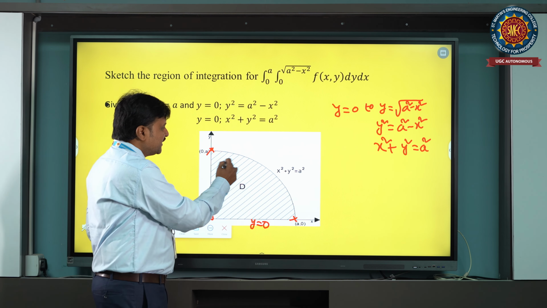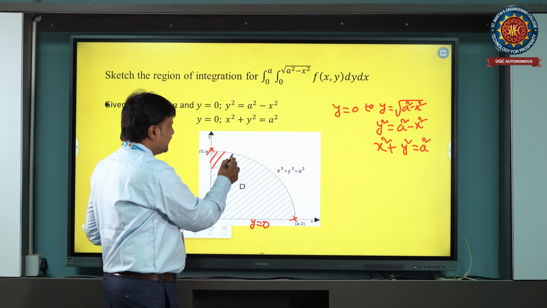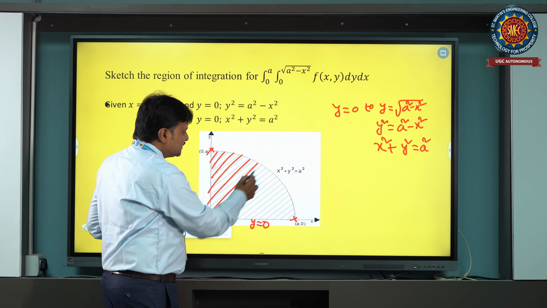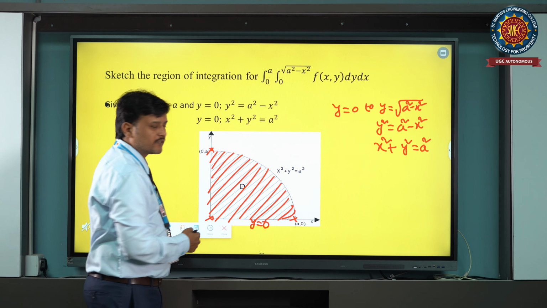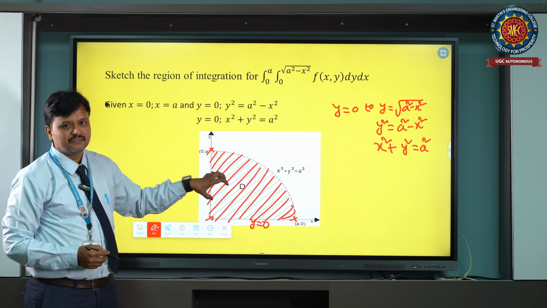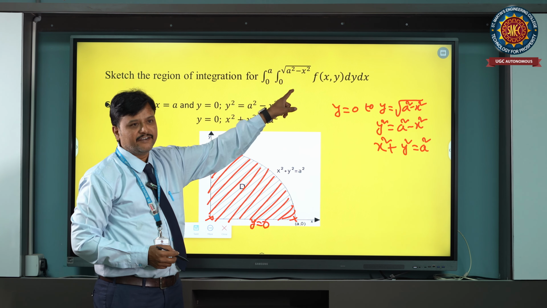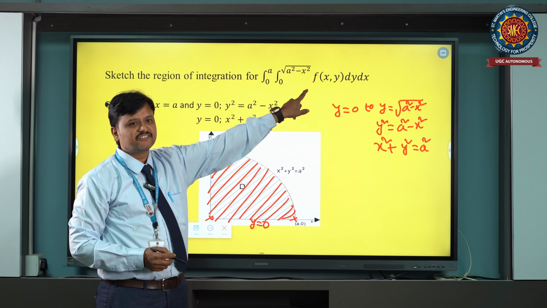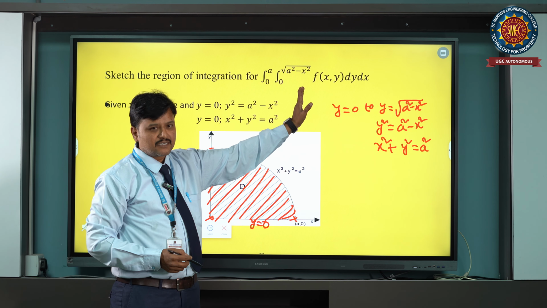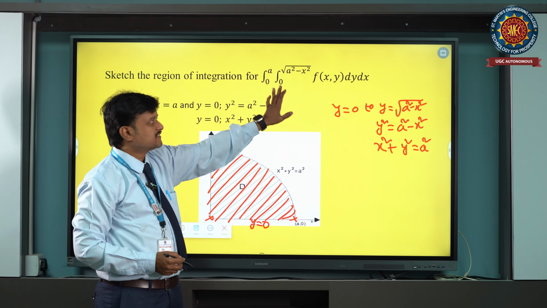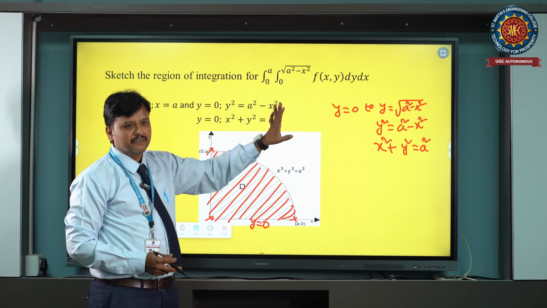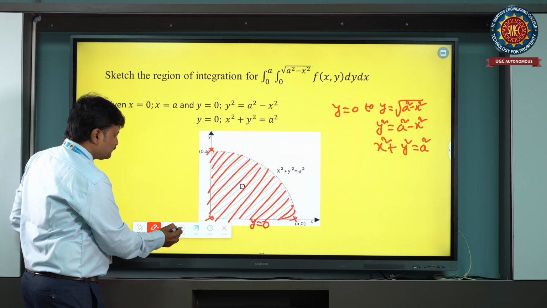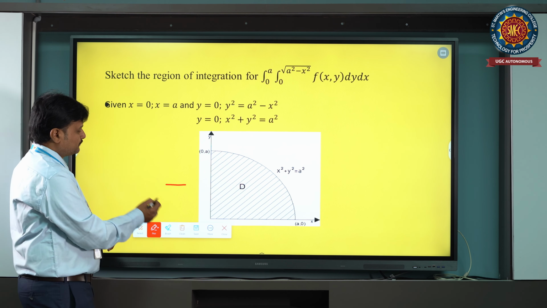So this is the region of integration. We have identified the region of integration for the given function. We have to find this region of integration for the double integral 0 to a, 0 to square root of a square minus x square, f of x comma y dy dx. Here f of x comma y is an unknown function, that's why just find the limits and keep it. Now coming to the next slide.